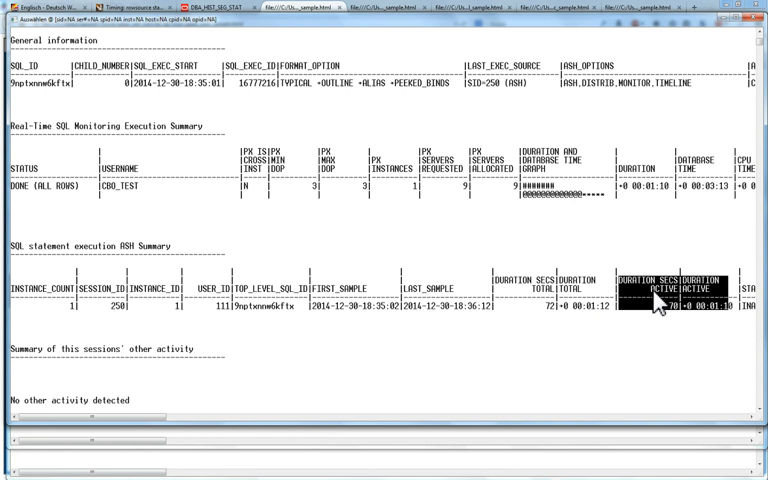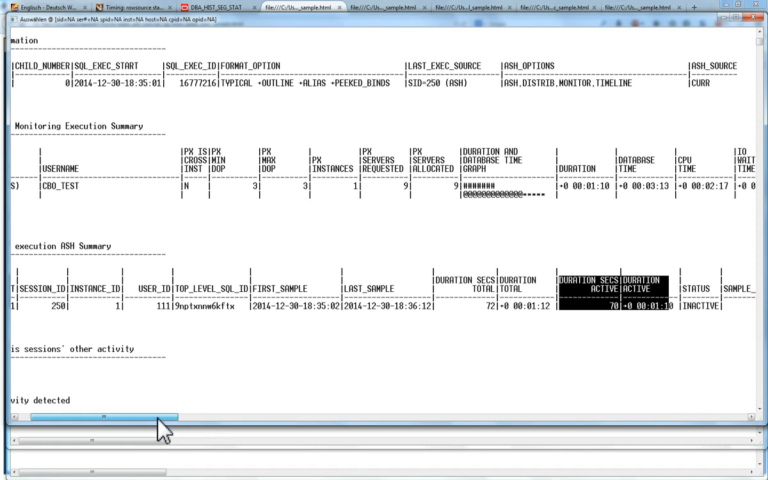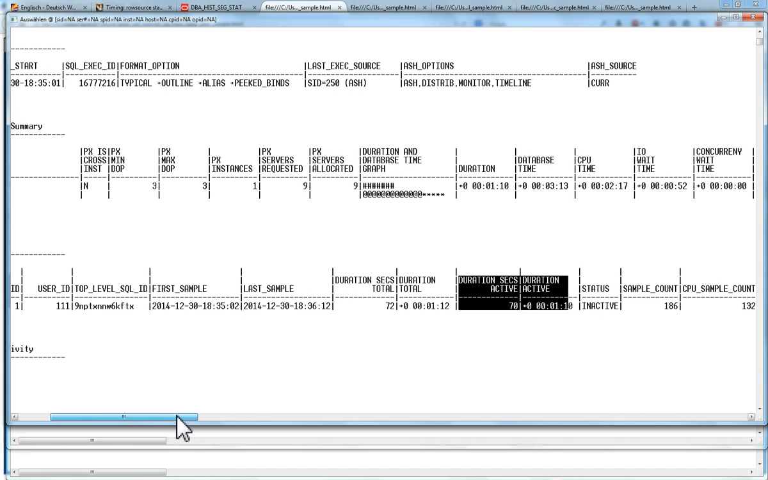If they are different, and in this case of course active duration should be less than the total duration, and there is a significant gap between these two values, then this indicates that there was some application think time, idle time in between. And that's the reason why I differentiate here between total and active, to give you an idea about this possible case of significant idle time, application think time in between.